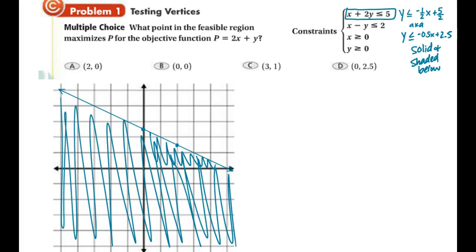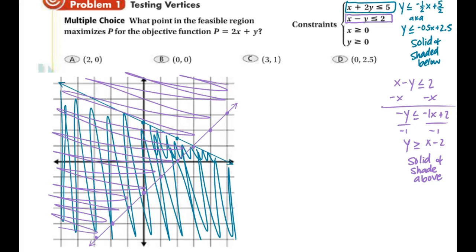So now I'm going to do a similar thing and solve for y for the second inequality. When solving for y for the second inequality, I get y is greater than or equal to x minus 2. So I'm going to go to minus 2 on the y-axis, and the slope is 1 over 1, so that means we're going up 1 over 1. This is also going to be a solid boundary line because we have a line underneath the inequality symbol, and we're going to be shading above.